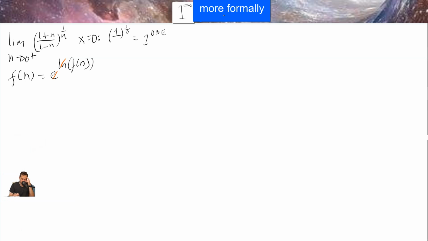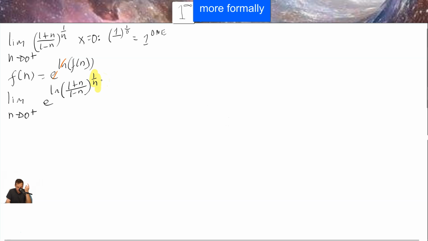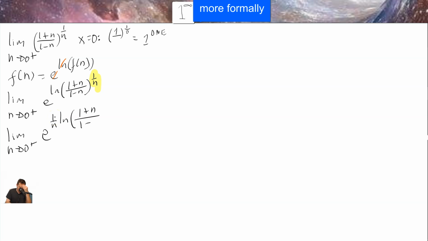I'm going to write my function as the limit as n approaches 0 from the right side of e to the ln of (1 plus n) over (1 minus n) raised to the 1 over n. Next, I'm going to start applying basic log rules, which state that when you have something in the exponent, you can place that in front of the logarithm. That's the power rule for logs. So I'm going to have the limit as n approaches 0 from the right of e to the 1 over n, and then ln of (1 plus n) over (1 minus n).